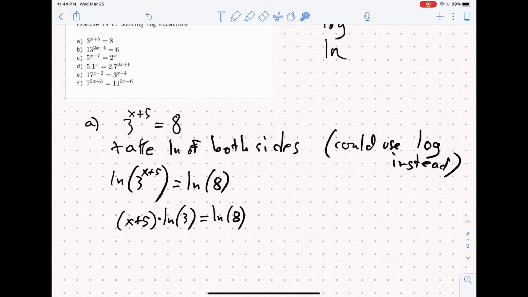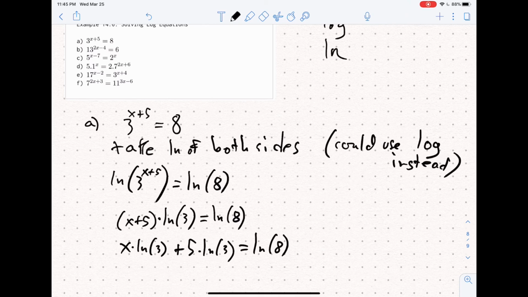Now, we're trying to solve for x, and there's one x in this equation here. It's in here, x plus 5. Remember that this ln of 3 is just a number. You can get that number from your calculator, but this is like a number being multiplied by parentheses. And so we're going to take this entire natural log of 3 and distribute it to each of the things inside. So what do we have? We have x times the natural log of 3 plus 5 times the natural log of 3 is equal to the natural log of 8.